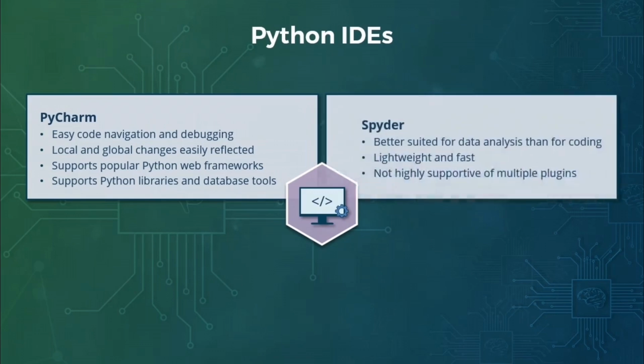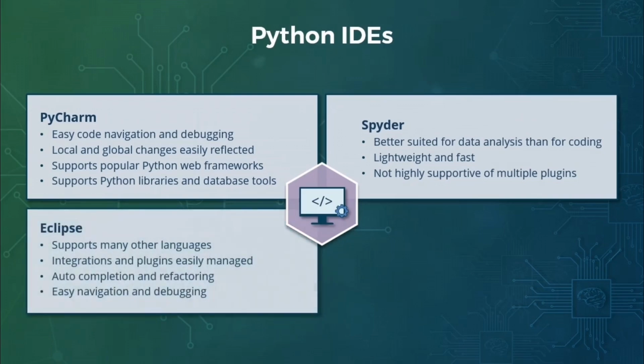Anaconda has another IDE called Spyder. It is only suitable for data and model analysis and is not a good fit for deployment purposes. Spyder is very lightweight and therefore very fast. It also supports multiple plugins, which is a good thing in terms of AI.